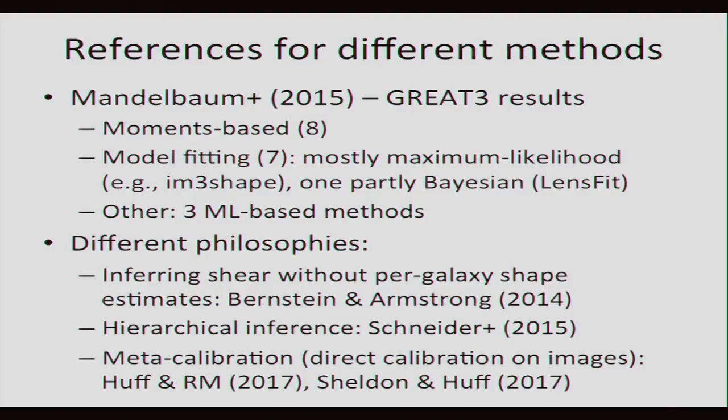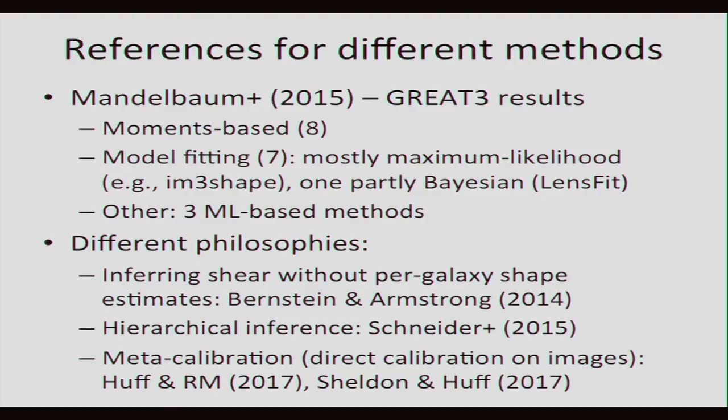There were 3 machine learning based methods in the challenge, and that represented a substantial increase over several years before, so I expect that such methods may continue to be developed. There were also a few methods that had completely different philosophies from what I just told you. So what I told you was you measure galaxy shapes and you average them to get the shear. But there are starting to be some methods that sort of push back on this and try to frame the problem differently.